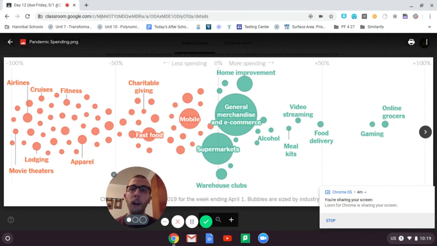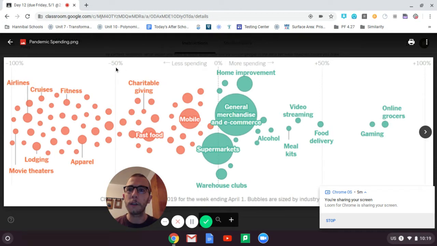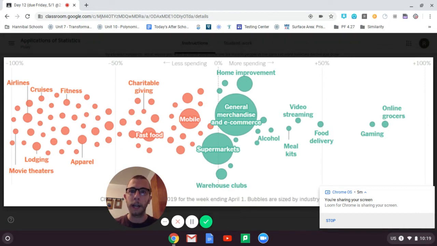Many of the bubbles, though not all of them, are labeled, right? You see airlines way over here on the left, online grocers way over here on the right. So you've got different size bubbles, some that are labeled. Then I see right in the middle here, this dotted line at the top says 0%. And if I look over here, there's a dotted line that says negative 50%. Over here, plus 50%. So they have set this model up to be somewhat like a number line.